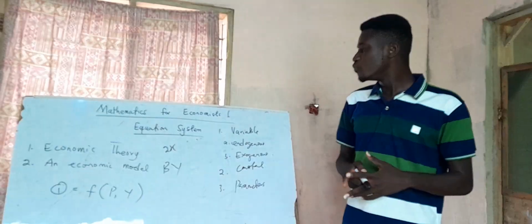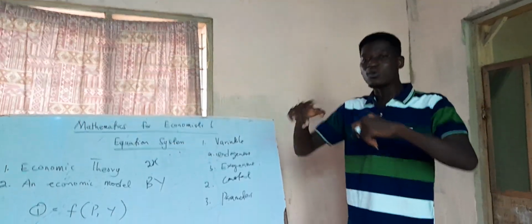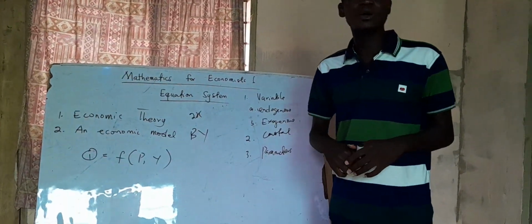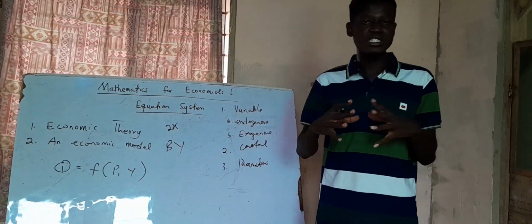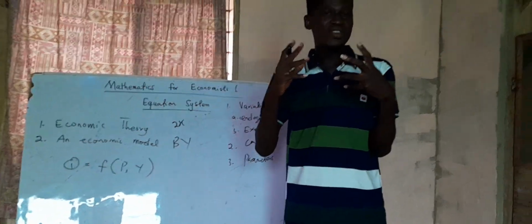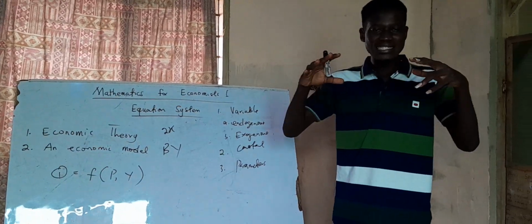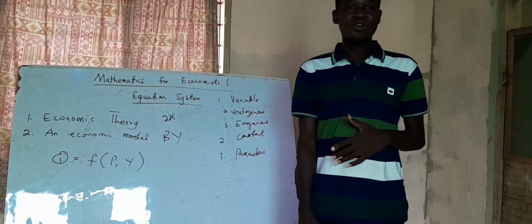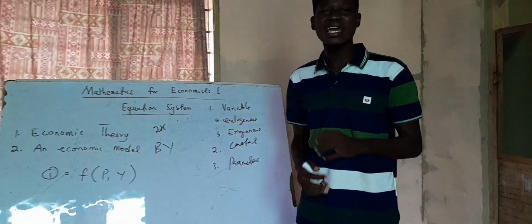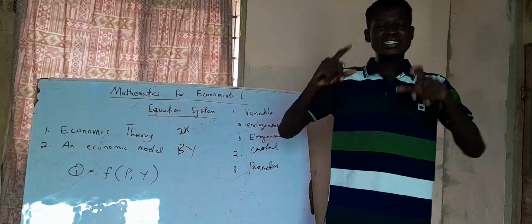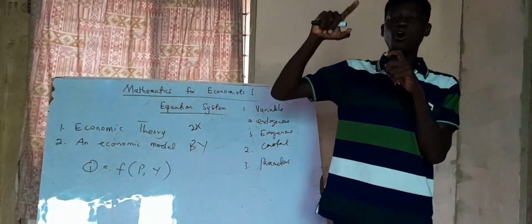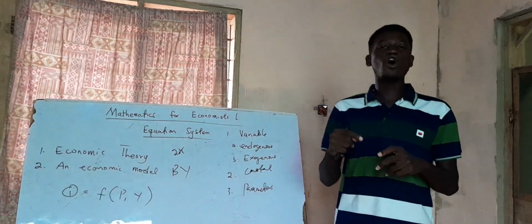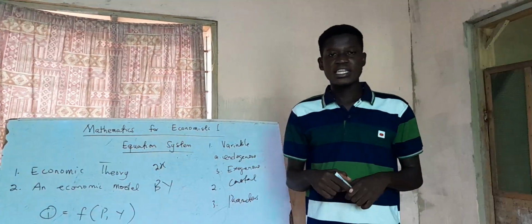Let's quickly run through. Now let's look at the types of equation system. With the types of equation system, we are going to look at a definitional equation, behavioral equations, an identity, and also the equilibrium condition. When we talk about an identity, an identity is an expression which is true for all values of a given domain. Also, an expression which is true for all values of the variables in a given domain.